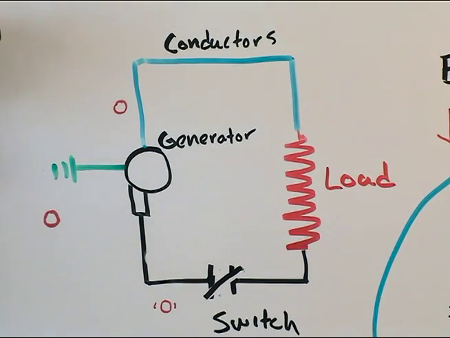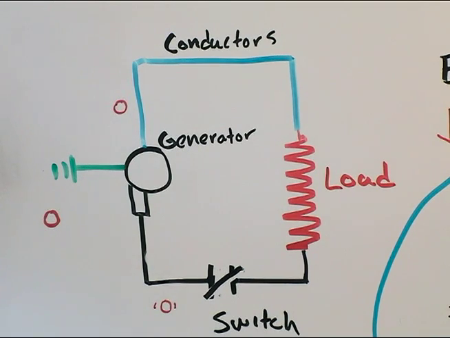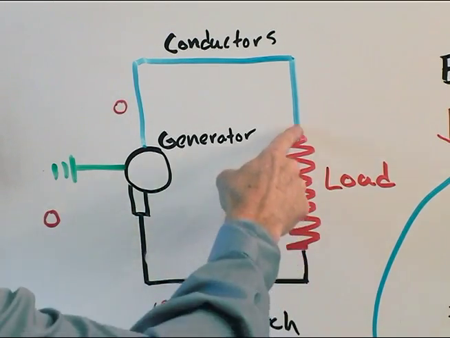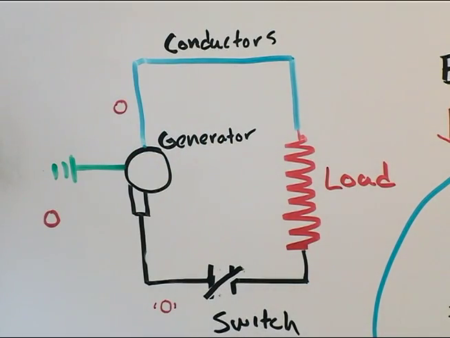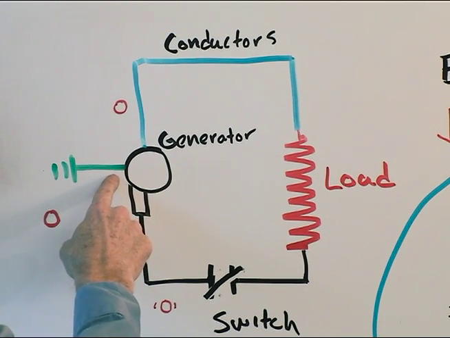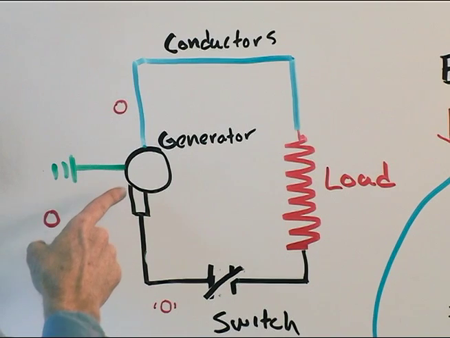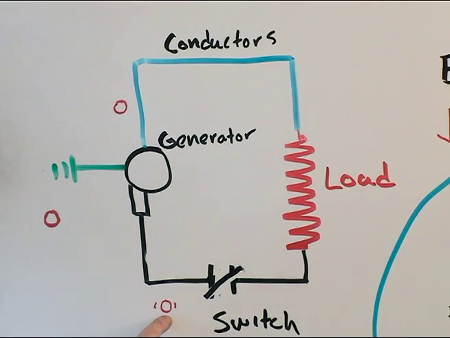Now, the generator is like an electron pump. What the generator does is it pumps electrons out of the ground and gives the electrons a charge of energy. Then it moves the electrons through the load and back around to the other side of the generator. So when an electron enters the generator from the ground, it is at a low energy level, and the generator gives the electron energy. It comes out, and now we have an energized electron on its way to the load.